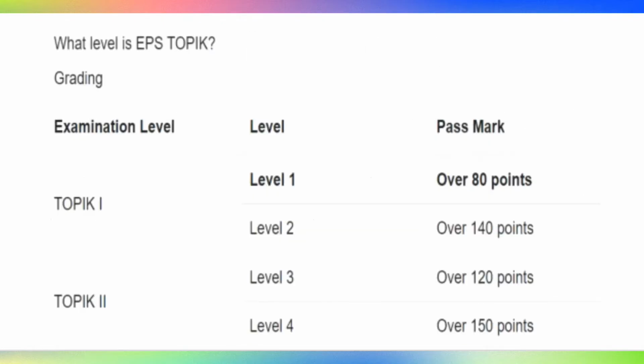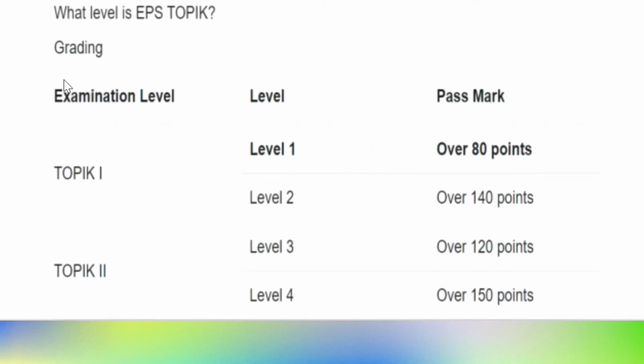Okay. So, what level is EPS topic? Topic is divided into two. Topic 1 at saka topic 2. Ang topic 1 ay nandyan yung level 1 and level 2. Pag topic 2 naman, level 3 to level 6.